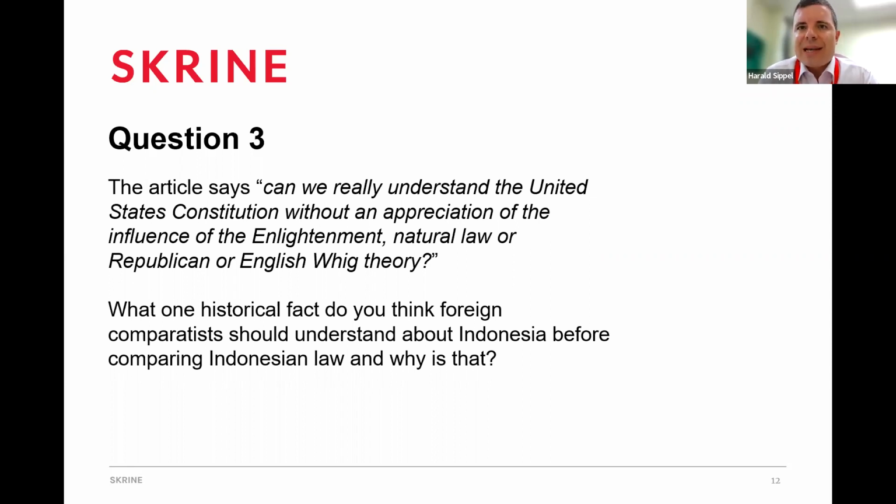Of course, you could say anyone who knows a little bit about history would know that the Dutch colonized Indonesia. But yeah, there are people who don't know it. And if you try to compare without knowing that, you will constantly say, oh, that's very strange. The more you know, the more you will say, oh, that makes a lot of sense. This is what I mentioned before.